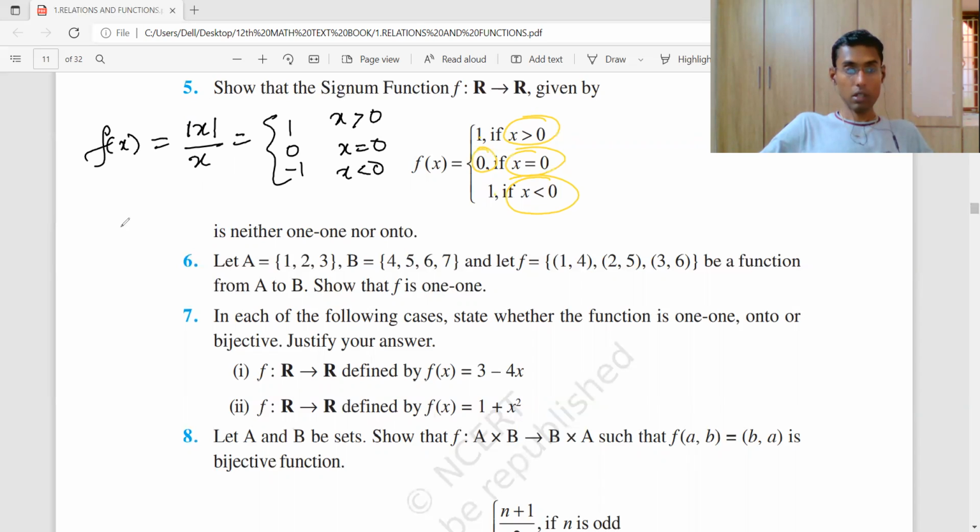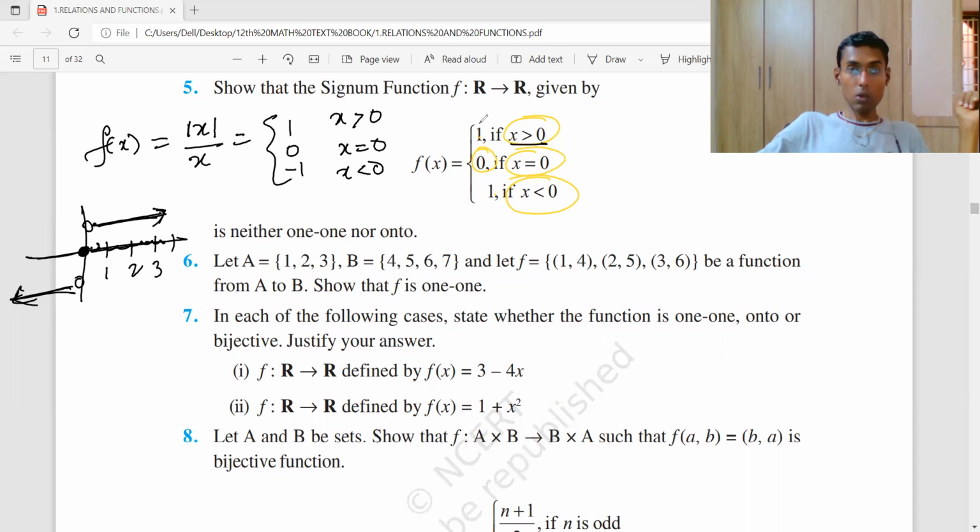We write mod x by x. The graph will be like this. At 0, it is 0. If x is positive, it will be like this. If x is negative, it will be like this. All these different elements, 1's image is 1, 2's image is 1, 3's image is 1. If x is greater than 0, the image is only 1. So all different elements have the same image. Therefore, not one-one. Not onto, because the only images are 1, 0, minus 1.